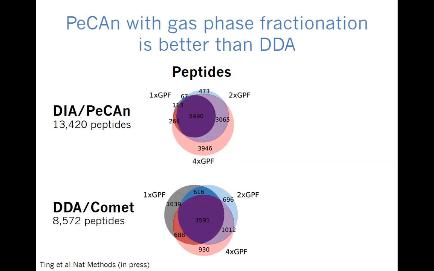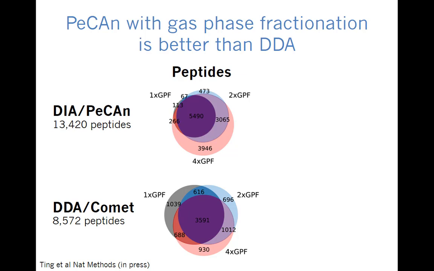this gas-phase fractionated data. So here's an example from Sonia's in-press paper, where she's looking with Pecan at the peptides that she can identify on this particular data set. Okay, so if she does one gas-phase fraction, that's basically one sample across the entire proteome, she gets about 5,000 peptides. That's not that much, but it's something, right? And if she does two, she gets another 3,000. And if she does four, she gets another 4,000, right?